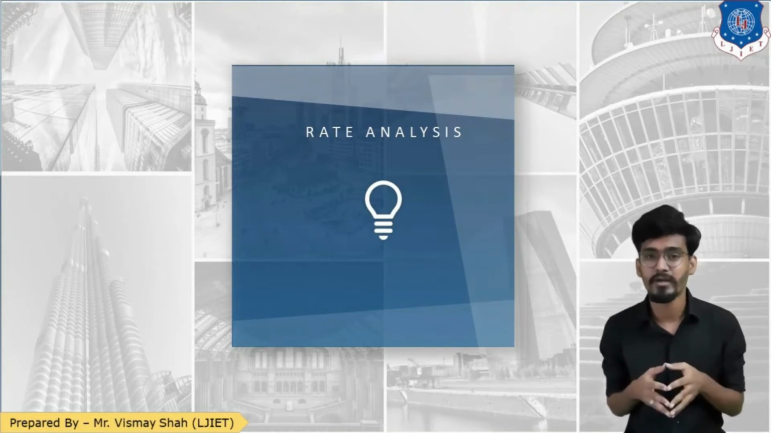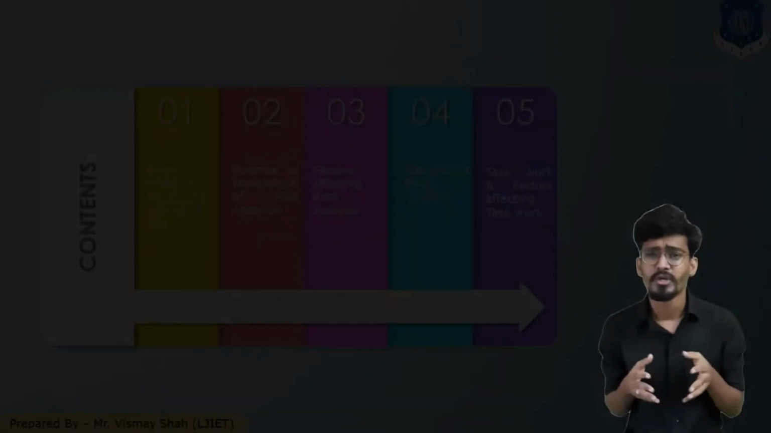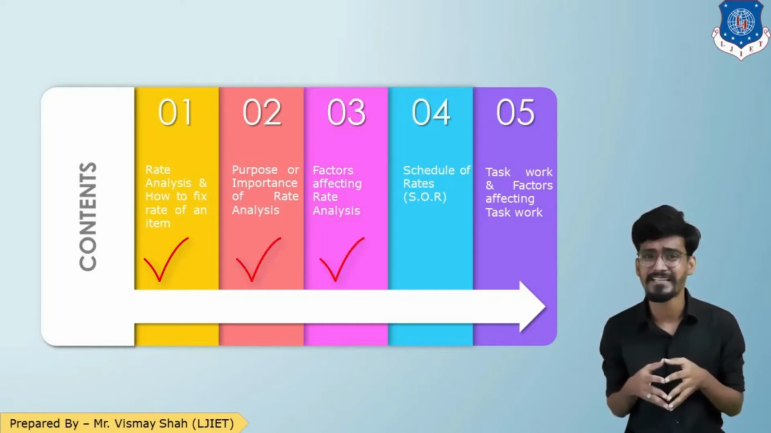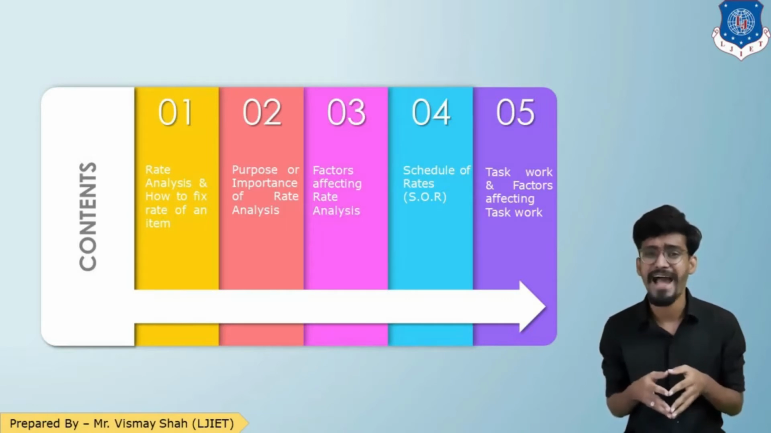So let us see what we are going to see in this session. Today we are going to see rate analysis and how to fix the rate of an item. Then we are going to see purpose of rate analysis, then factors affecting rate analysis. Then we are going to see SOR, which is known as schedule of rates, and at last we are going to see task work and factors affecting task work. So overall we are going to see major 5 theories of rate analysis.